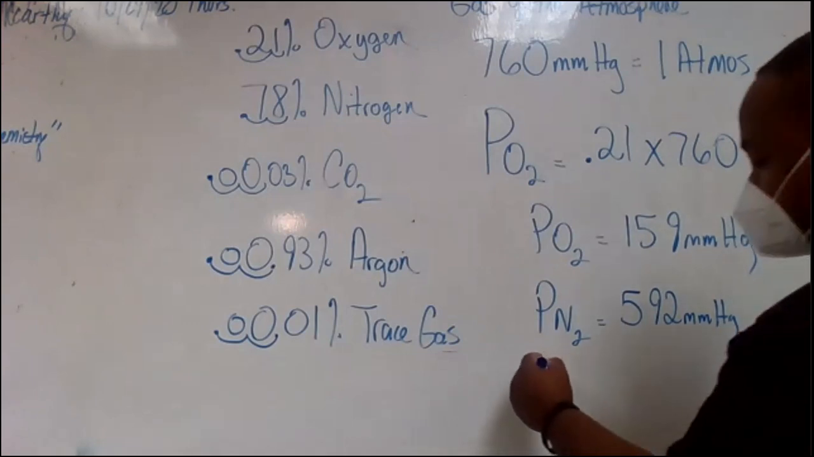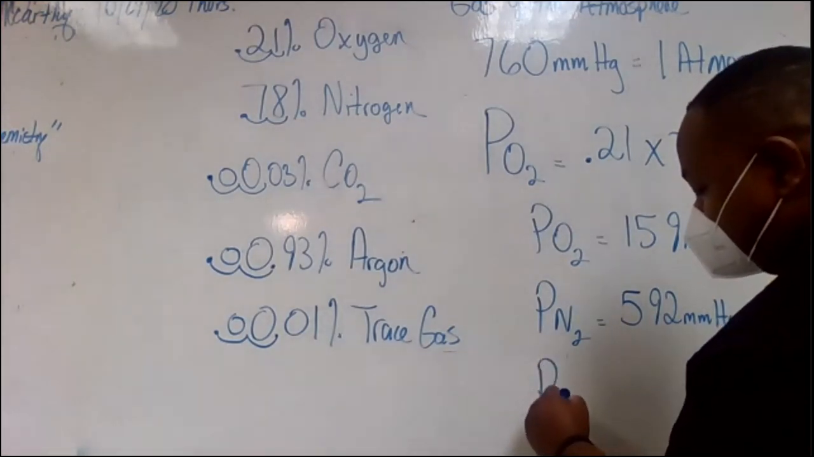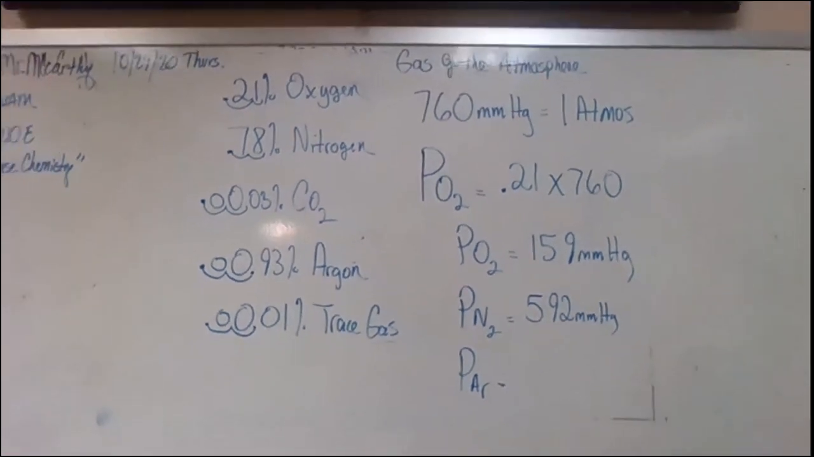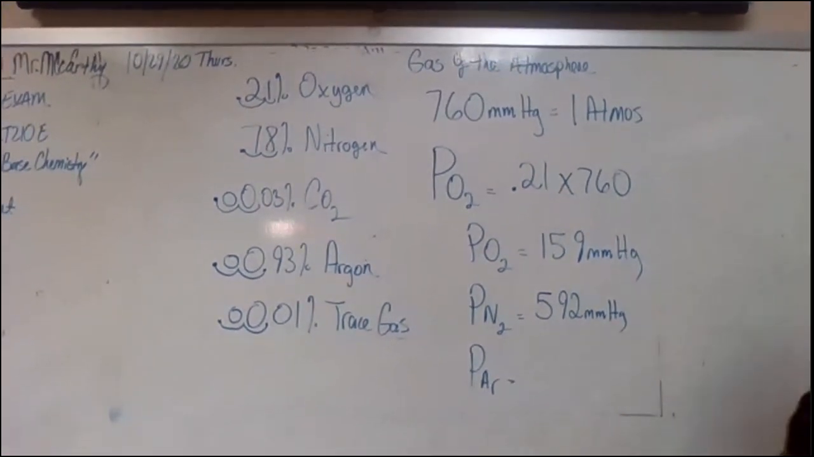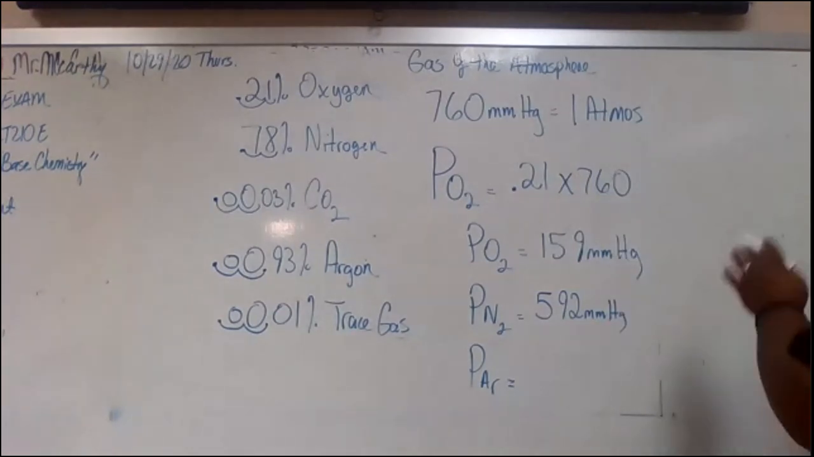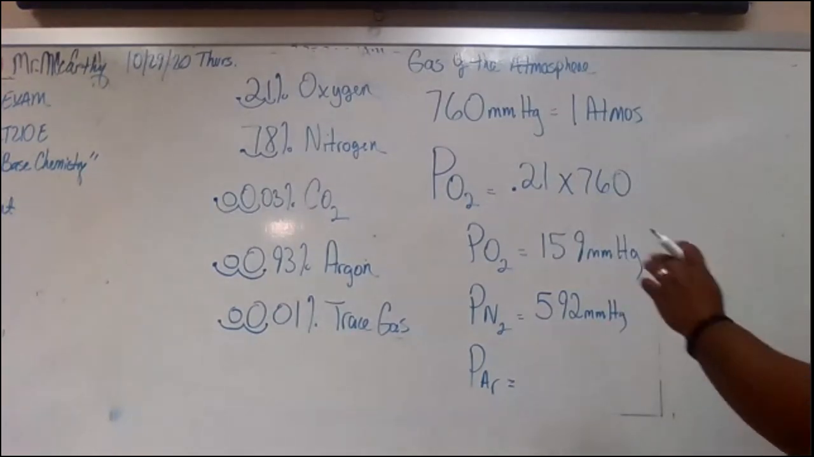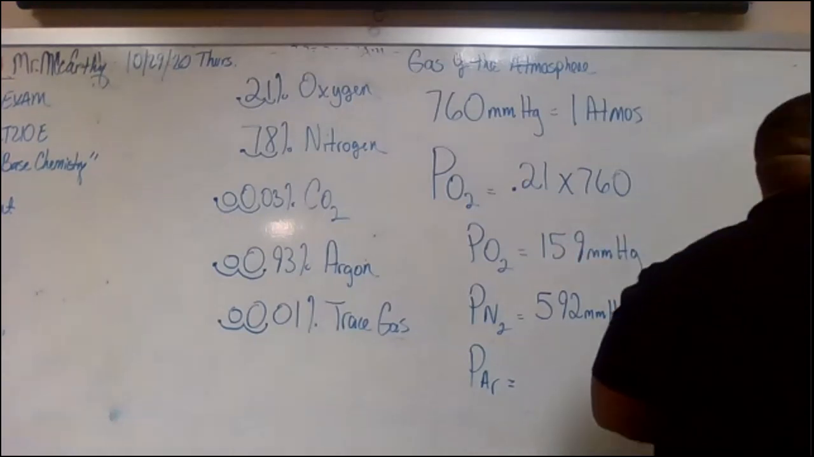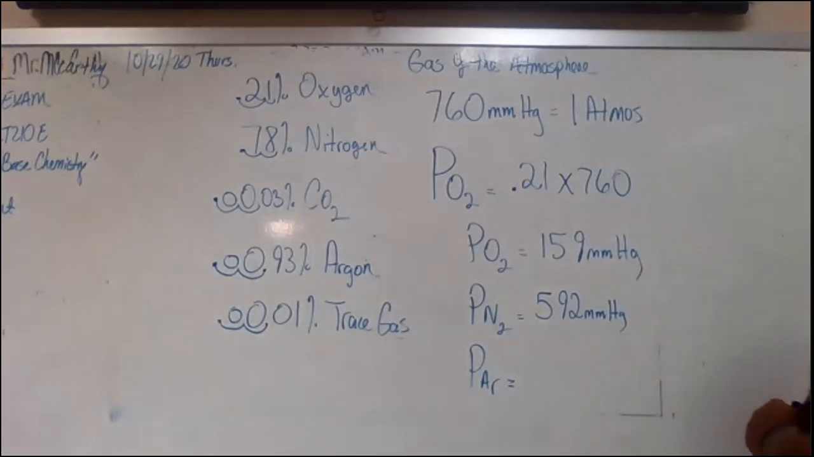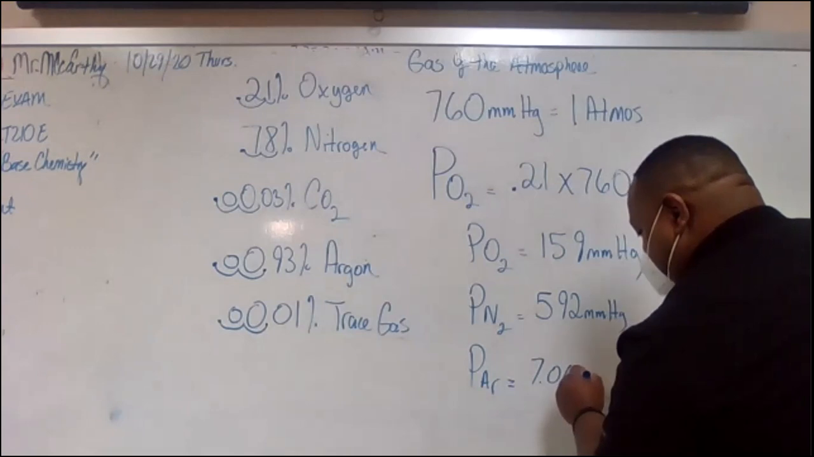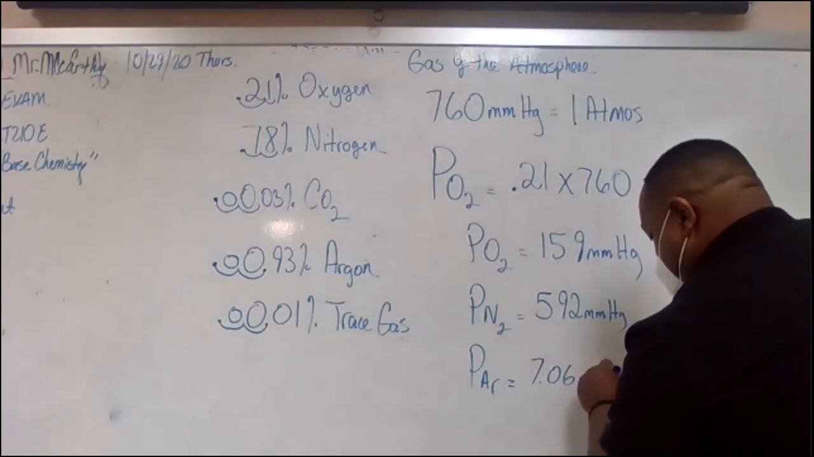What about the pressure of argon? Pressure of argon would be what? And that's 0.0093 times 760. So we move that decimal. 7.06, which is 7.06 millimeters of mercury.